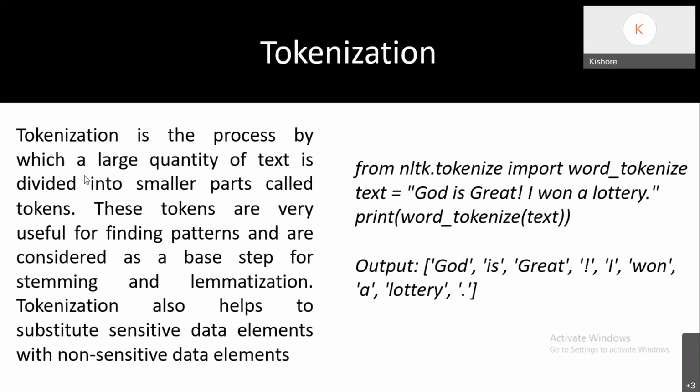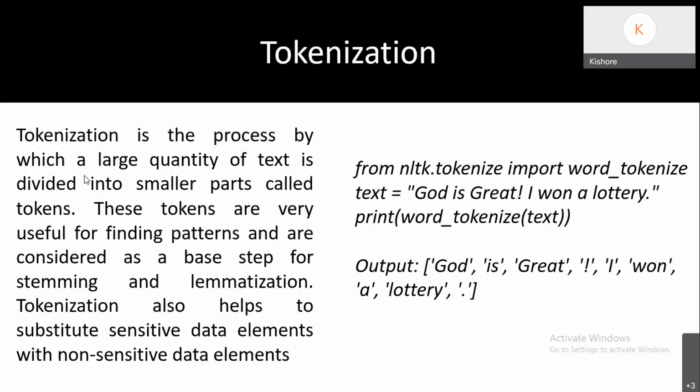These tokens are very useful for finding patterns and are considered a base step for stemming and lemmatization. Tokenization also helps us substitute sensitive data elements with non-sensitive data elements. What they're trying to tell is that, in order for us to tell whether particular data is sensitive or not sensitive, tokenization is basically helping us.